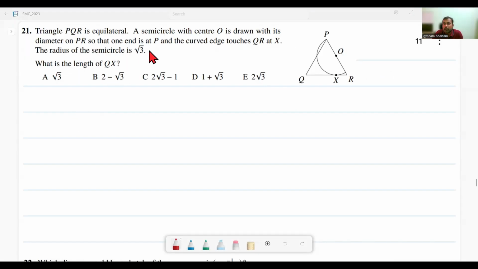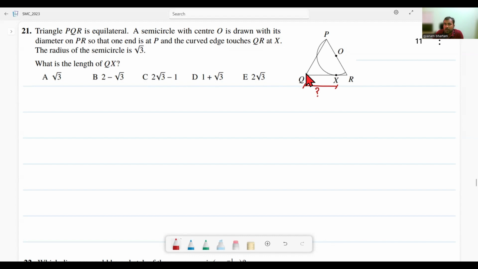In this question, a triangle is given. PQR is an equilateral triangle. A semicircle with center O is drawn with its diameter on PR, so that one end is at P and the curved edge touches QR at X. The radius of the semicircle is √3. We have to find QX. And this length we have to find.